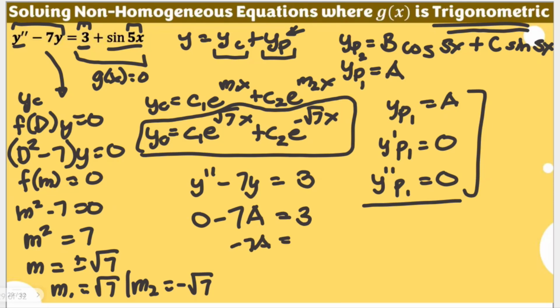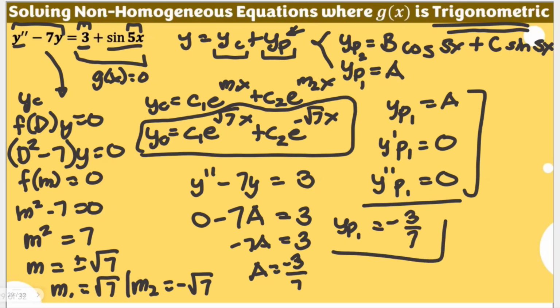Negative 7a is 3, so a is negative 3 sevenths. In short, your y sub p sub 1, which is a component of y sub p, is negative 3 sevenths. That's just for the constant term itself.